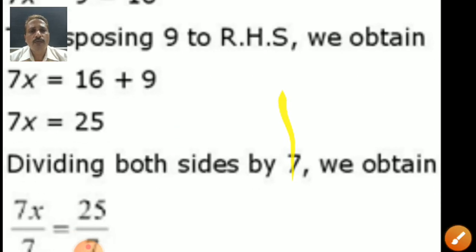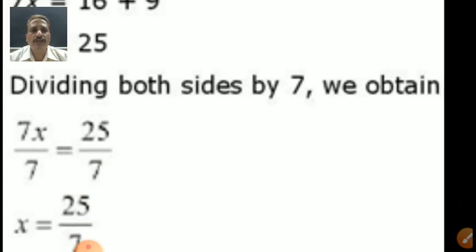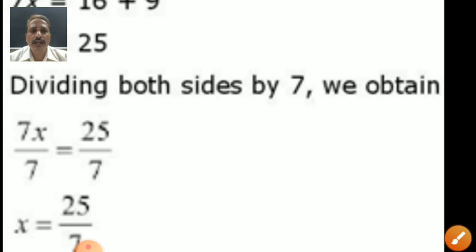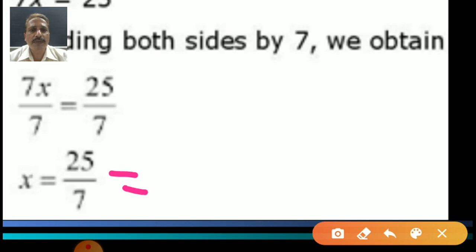Okay. Now move on to dividing both sides by 7, or you can move 7 directly to the right side. Now dividing both sides by 7. What is the answer? Yes, 7x upon 7 and 25 upon 7. This 7 will cut. Now what is left on the left side? X only. So x is equal to 25 upon 7. Sometimes some students will write like this, so it is appreciated: 7 threes are 21 and 4 upon 7 is the answer.